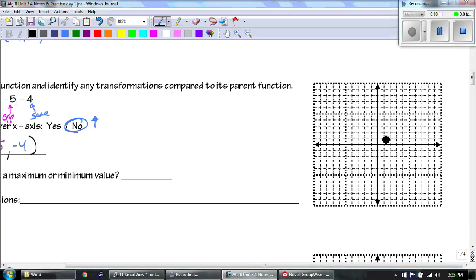So I go to 5, -4, boom, there's my vertex. And since it opens up, I just go up 1 over 1, up 1 over 1 in both directions. And that's how we get our graph. And then it would just continue with that pattern for the entire time.